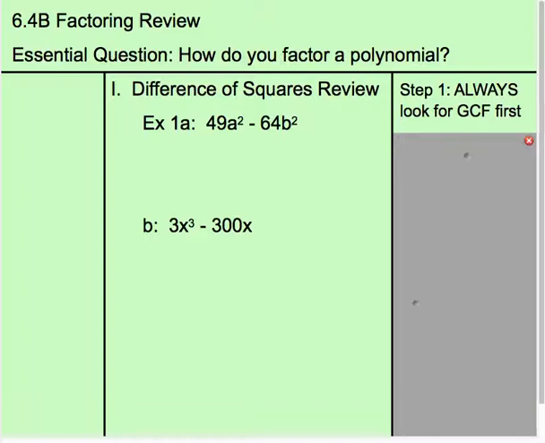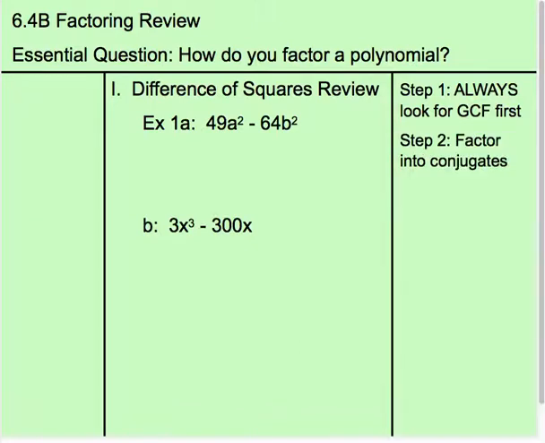So looking at our first example, 49 and 64 don't have any common factors, and neither do A and B. So we have no GCF. So then what you want to look for, if you have a binomial, remember, is a difference of squares. 49a squared, 64b squared, all perfect squares. So when we're factoring a difference of perfect squares, we factor into conjugates.